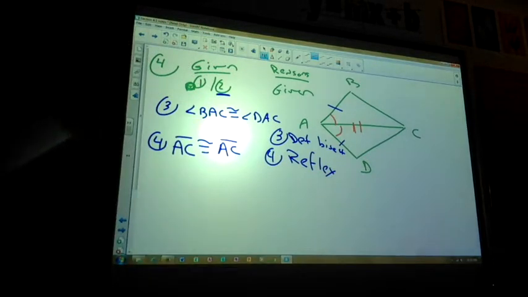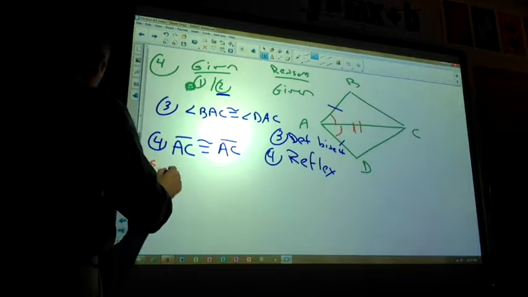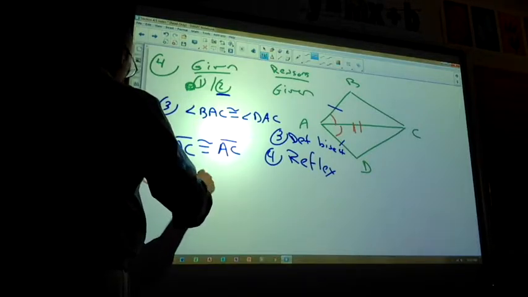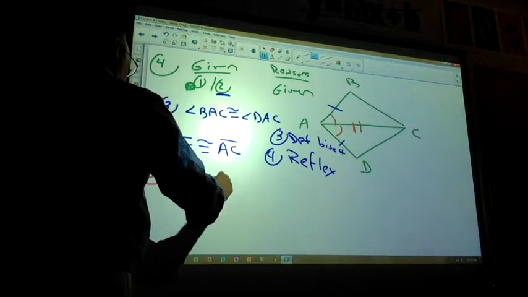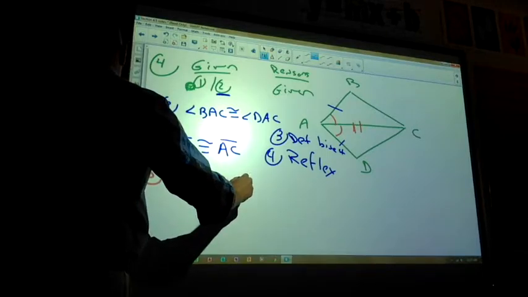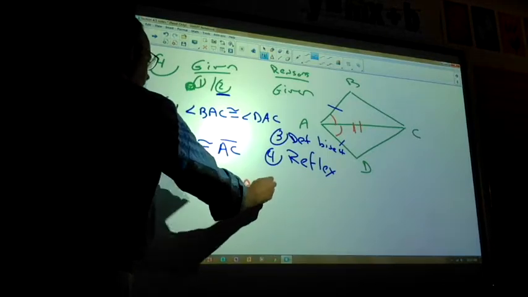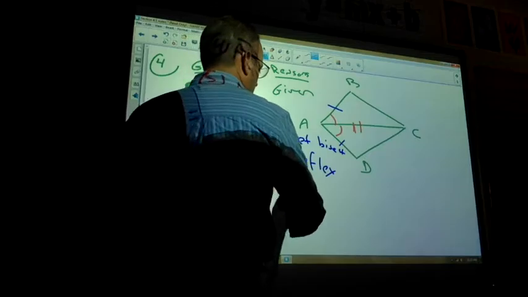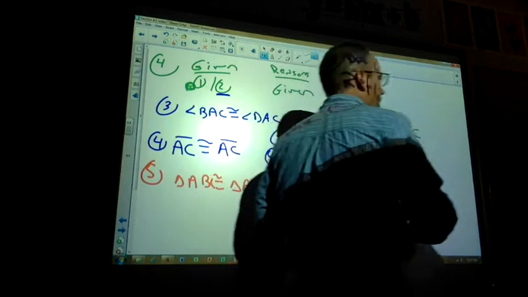What does it appear we have? We have a side, an angle, and a side in that order. So we can go ahead and prove the triangles are congruent. Triangle ABC is congruent to triangle ADC because we know a side, angle, side in that order.